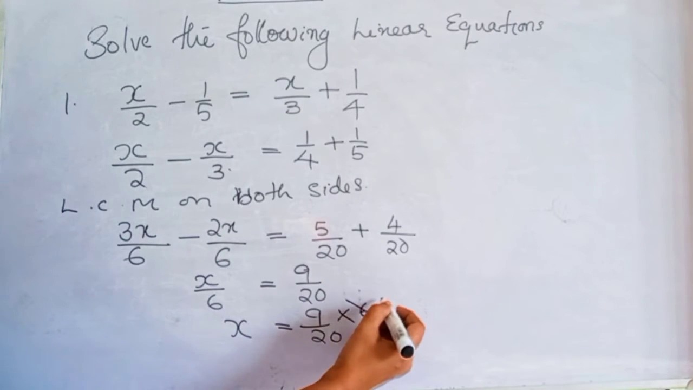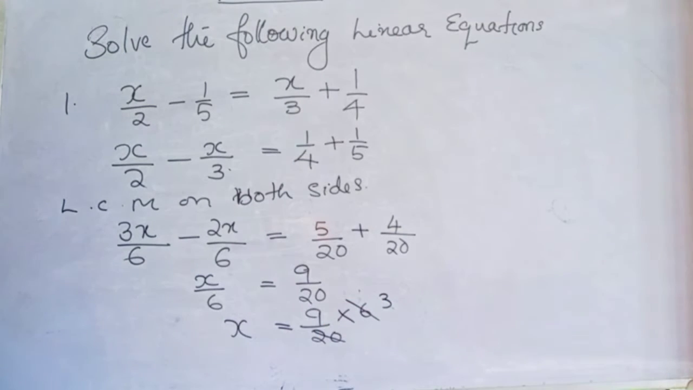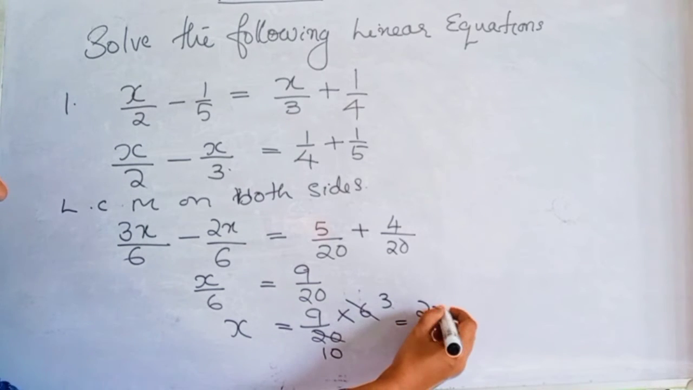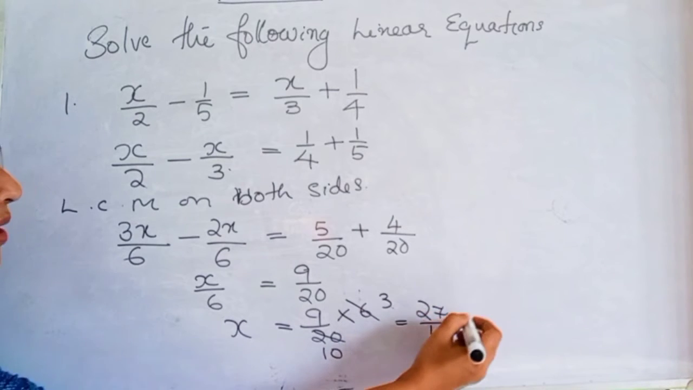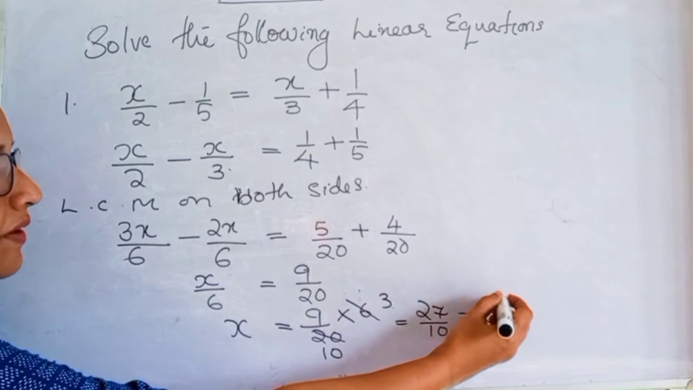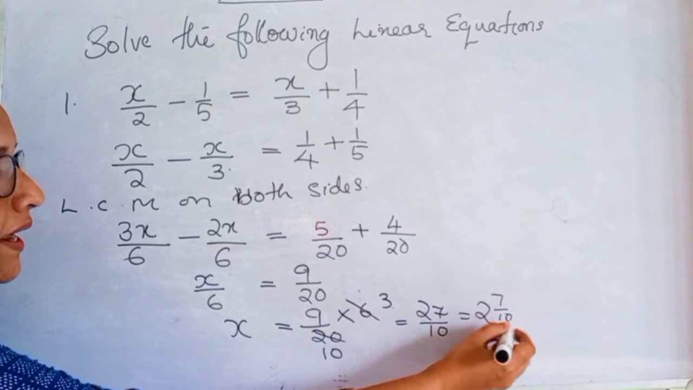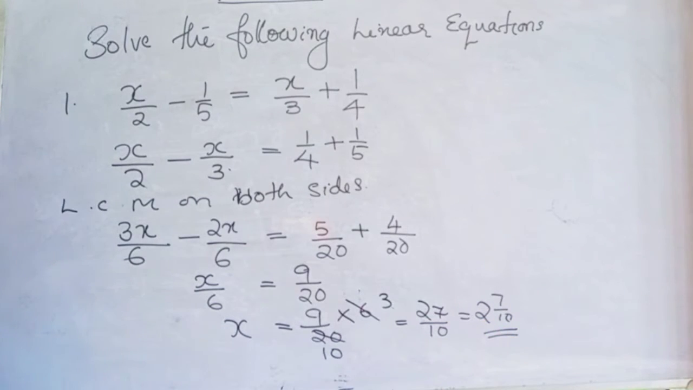And what is the possibility that we can write? Here 3 2s are 6 and here 10 2s are 20. So we can write it as 27 divided by 10, which is equal to 2 and 7 by 10 in mixed fraction. Hope this simple problem everyone understood.